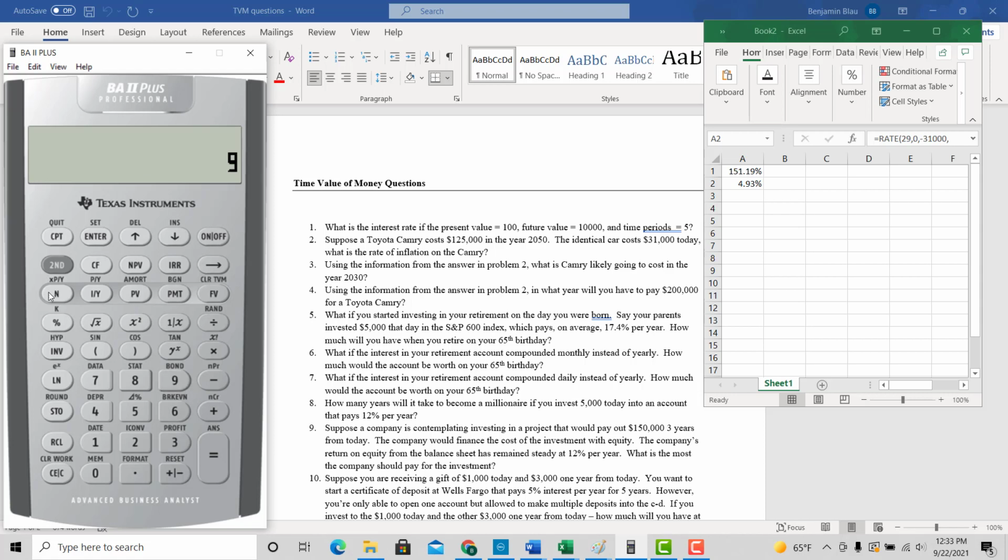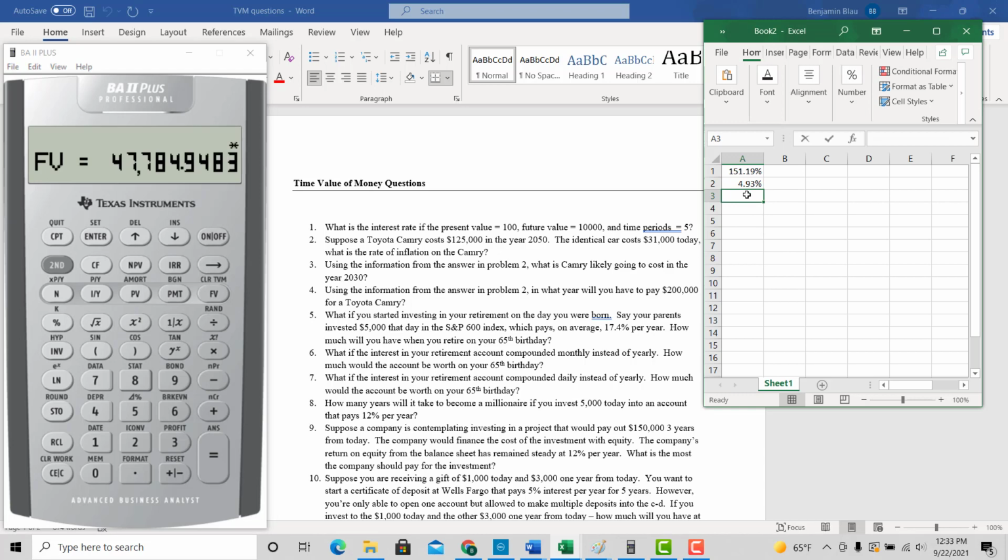So let me hit 9, enter that into the N function. Payment is 0. And notice that I'm solving, what is the cost of the Camry in 2030? I'm solving for the future value of the Camry. So I compute future value. And that car, which costs $31,000 today, if we assume an inflation rate of 4.93%, is going to cost about $48,000 9 years from now.